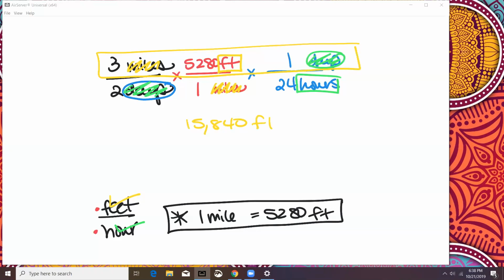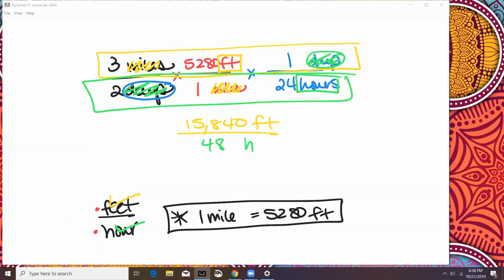So that gives me 15,840, and then I'm left with the unit feet on top. And then I'm going to do the bottom, and that's 48, and then I have hours. So when I actually divide and simplify this part, I end up with 330 feet per hour.